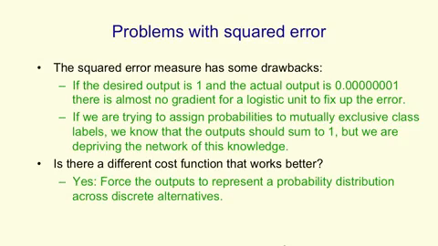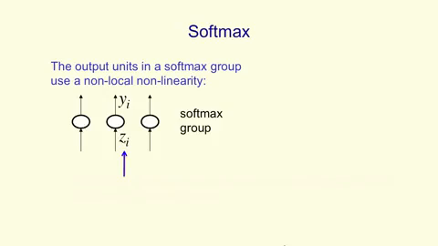What we need to do is force the outputs of the neural net to represent a probability distribution across discrete alternatives, if that's what we plan to use them for. The way we do this is by using something called a softmax. It's a kind of soft continuous version of the maximum function. So the way the units in a softmax group work is that they each receive some total input that they've accumulated from the layer below. That's zi for the ith unit, and that's called the logit. And then they give an output yi that doesn't just depend on their own zi. It depends on the z's accumulated by their rivals as well.